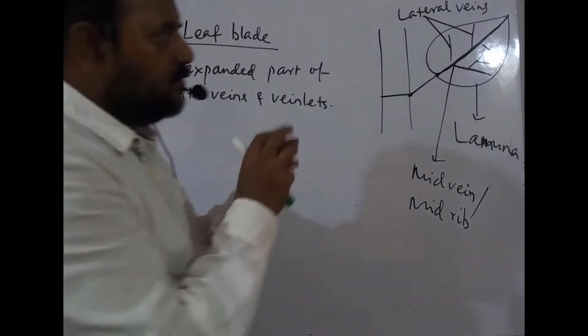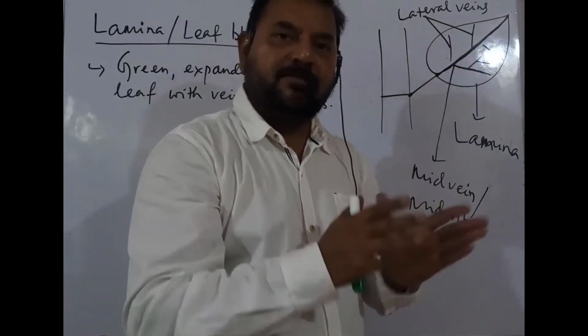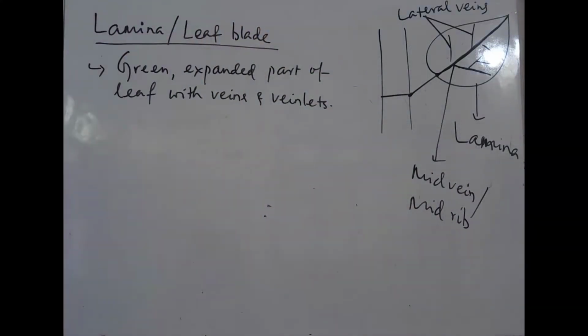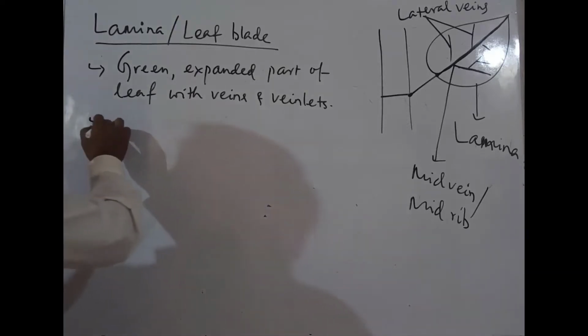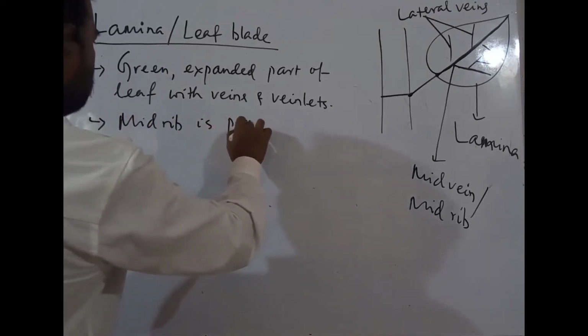That means the size of the vascular bundle present in the leaves is directly proportional to the size of the vein. So lamina is the green expanded part of the leaf with veins and veinlets. Okay? The middle prominent vein known as midrib is present. And what is this midrib?